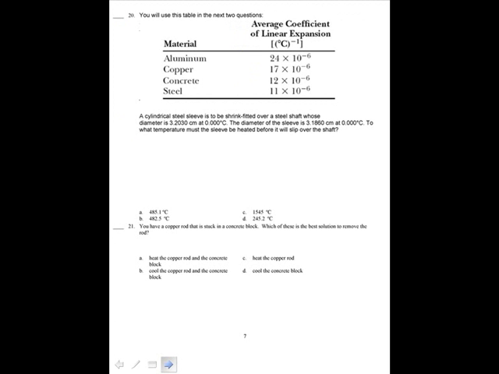You'll use this table in the next 2 questions. A cylindrical steel sleeve is to be shrink fitted over a steel shaft whose diameter is 3.2030 at 0 degrees Celsius. Okay, so that gives the diameter of the sleeve and the temperature. You want to heat up the sleeve so it fits over the shaft. Let's just pick out what we know. L0, that's for the sleeve, because that's really what we're heating up, is 3.186 centimeters. Delta L is 3.2030 minus 3.186.